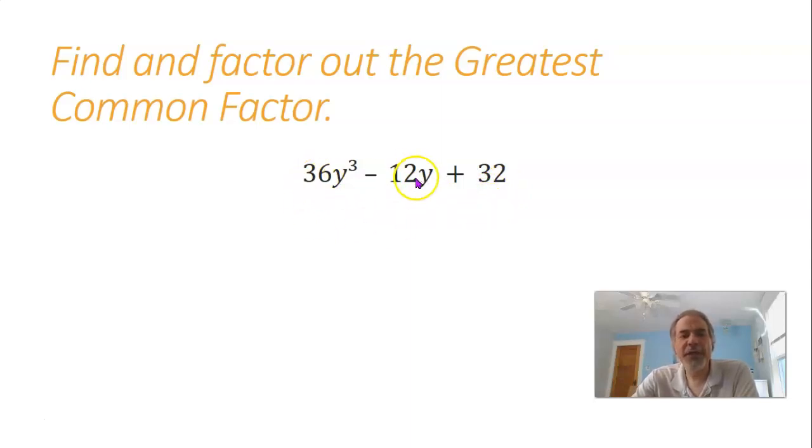And right away I notice all these numbers are even numbers, so they're all divisible by 2. 2 would be a common factor, but it's not the greatest common factor. I can think of a number bigger than 2 that they all have in common, and that would be 4. Now, if I just looked at the first two, they're both divisible by 6 or even 12, but the 32 is not. So if I want something that all three of these numbers are divisible by, the greatest common factor is 4.